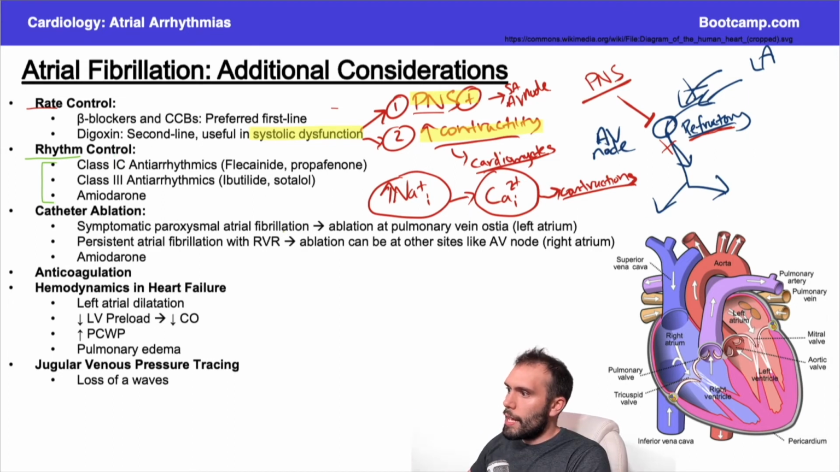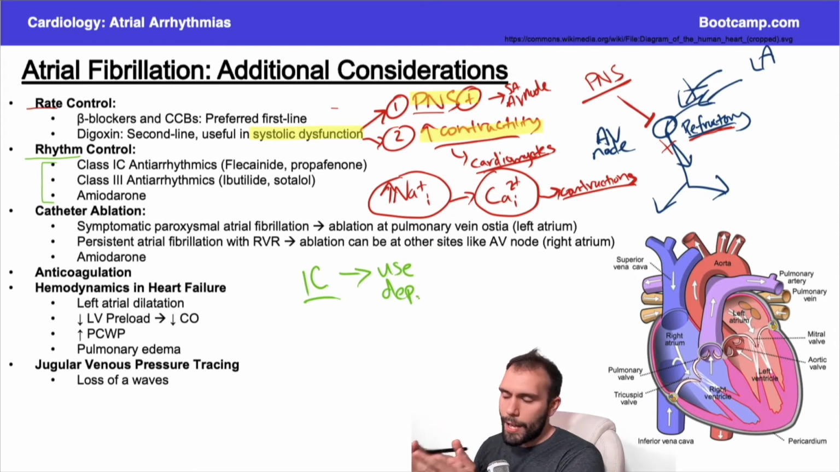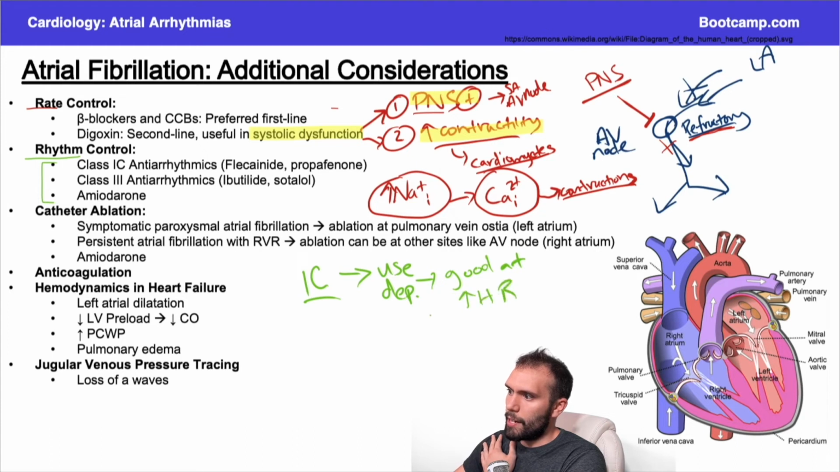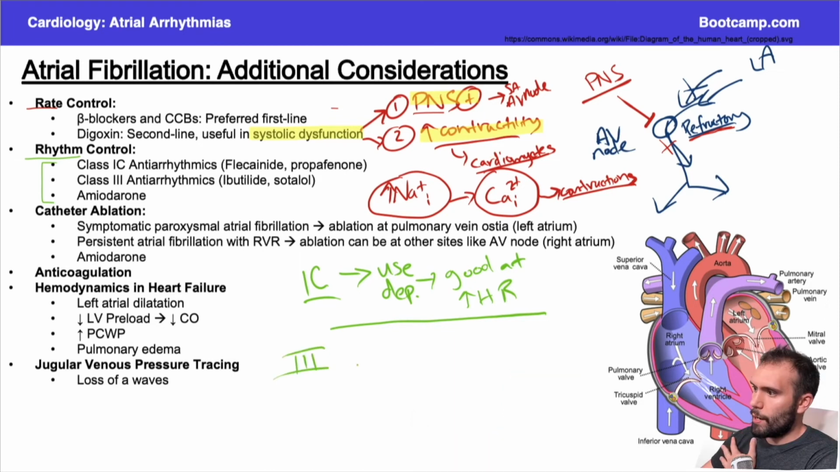Now, remember, the class 1C antiarrhythmics have a lot to do with use dependence at high heart rates. So we talked a little bit about this use dependence. So as you get up to these really high atrial heart rates, these class 1C antiarrhythmics work very good. So they work very good at high heart rates, okay? So that's kind of my way of remembering that the class 1C are going to be very useful in these patients in particular. Now the class 3 antiarrhythmics, these, remember, inhibit the potassium current.